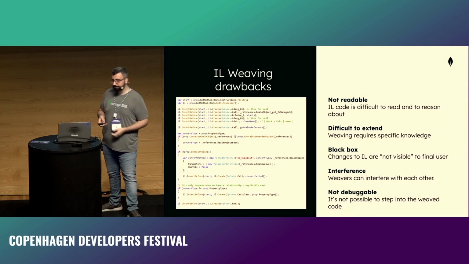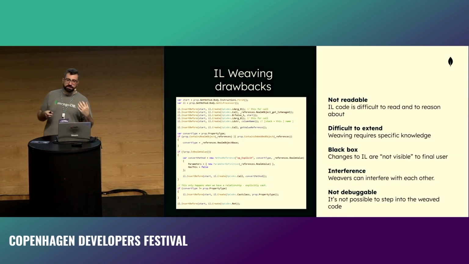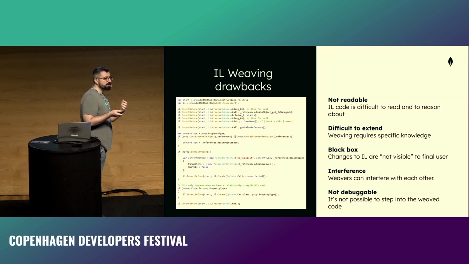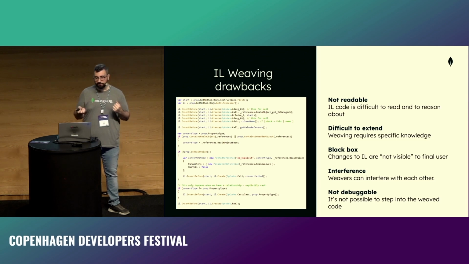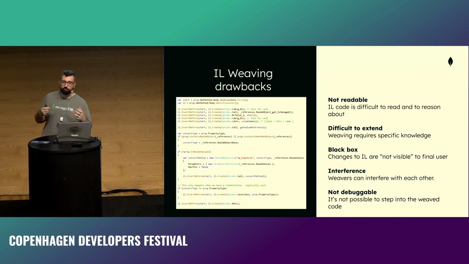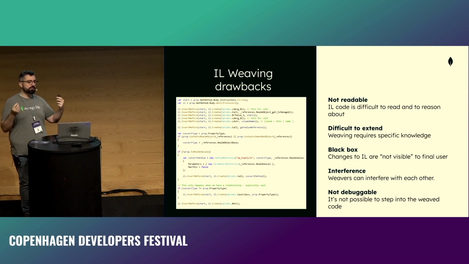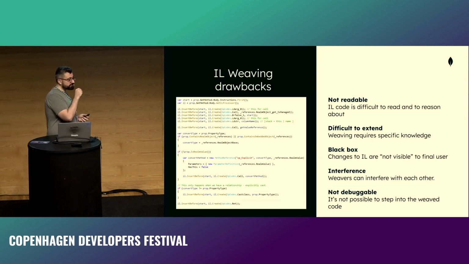Okay, so as I said, weaving has been extremely powerful for us because it allowed us to hide a lot of complexity from the final users behind the model definition. But it also has quite some drawbacks for us. First of all, as you could see, I think we can all agree that the IL code doesn't really look nice to read. And if you don't have experience with it, it's really difficult to understand what is happening. So for this reason, it's very difficult to extend the Weaver, because you really need a lot of specific knowledge.